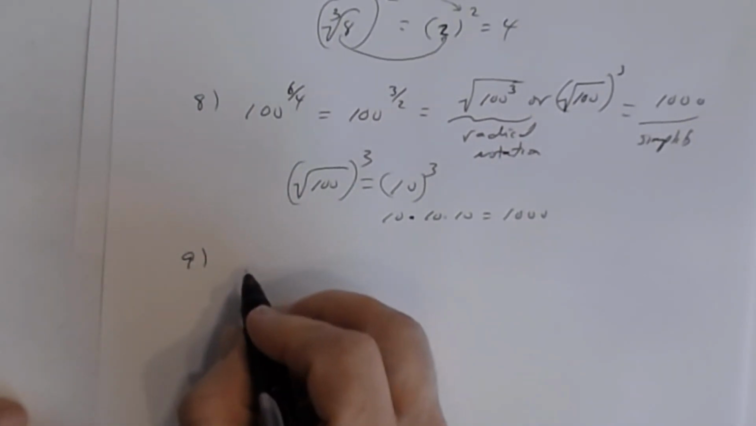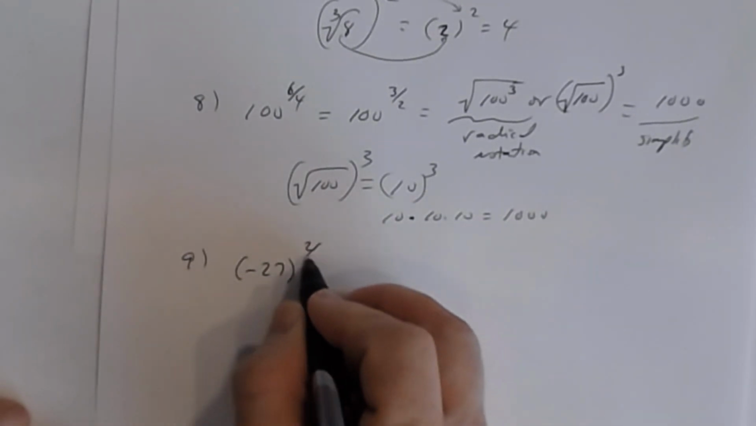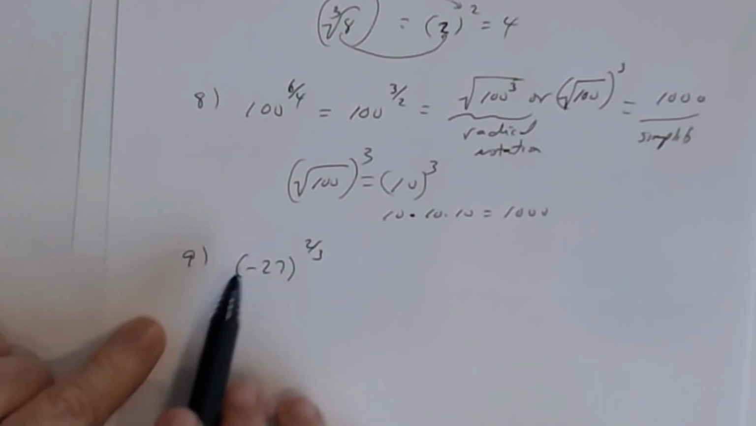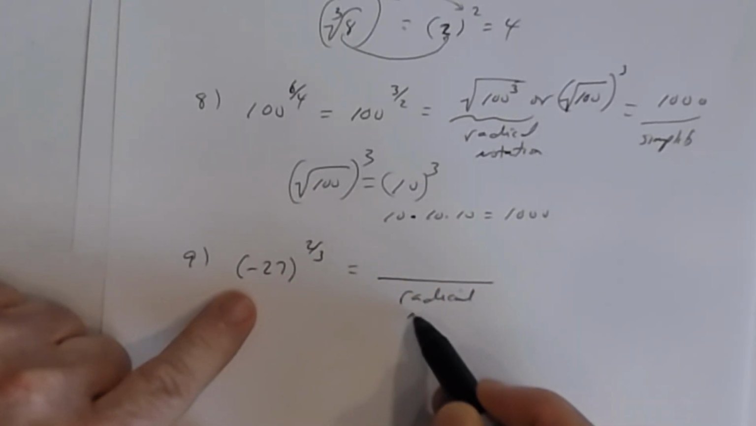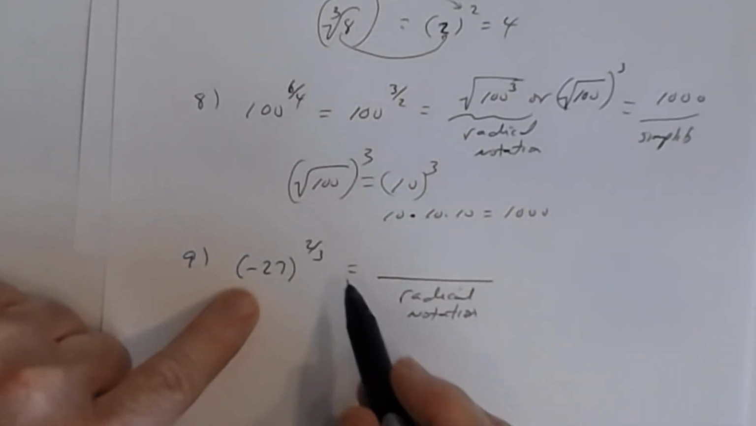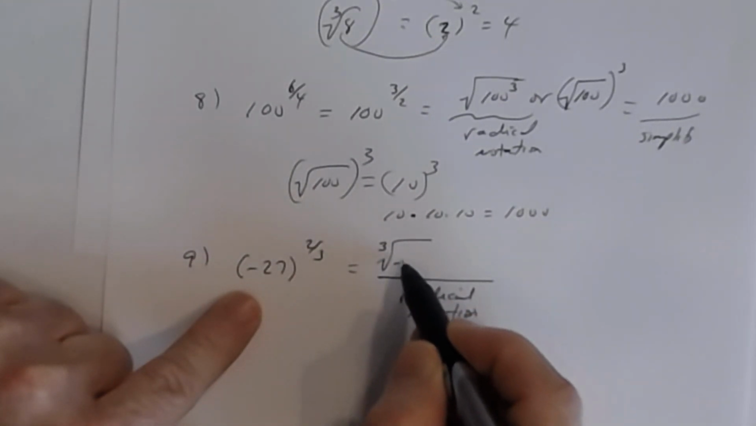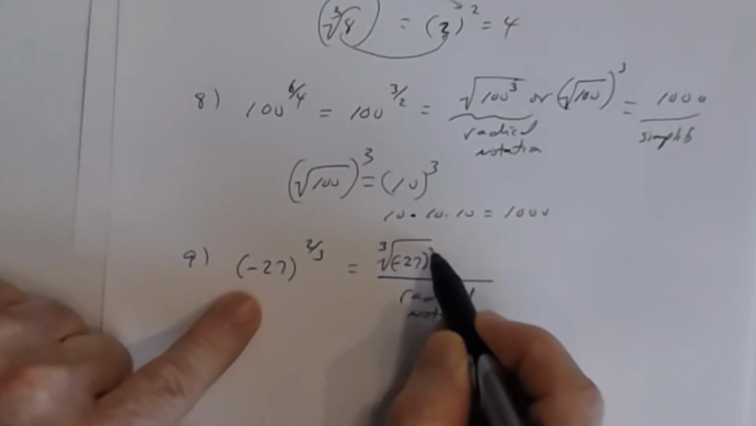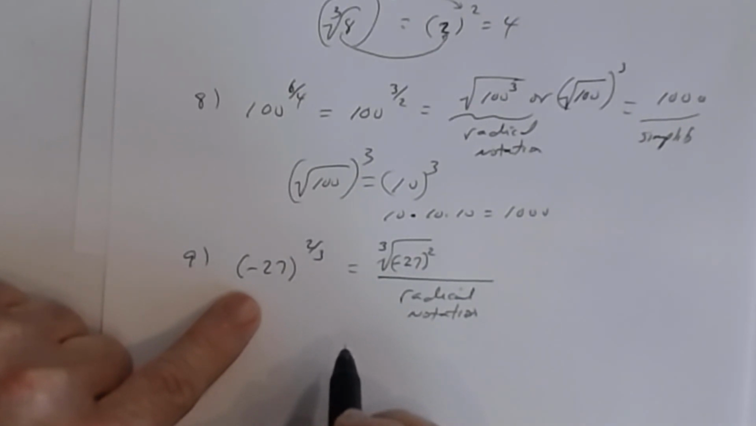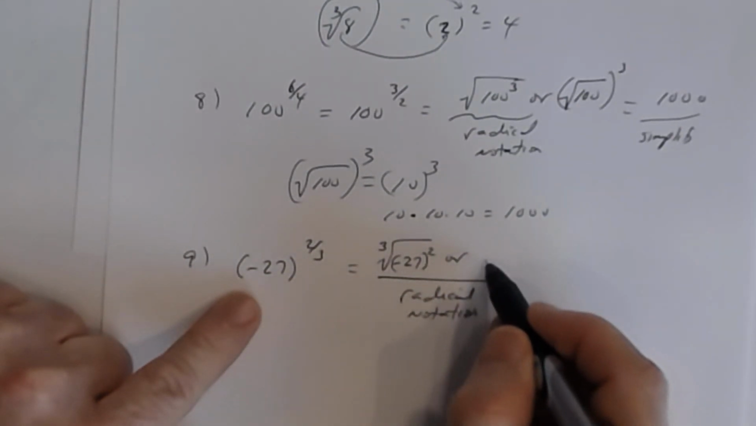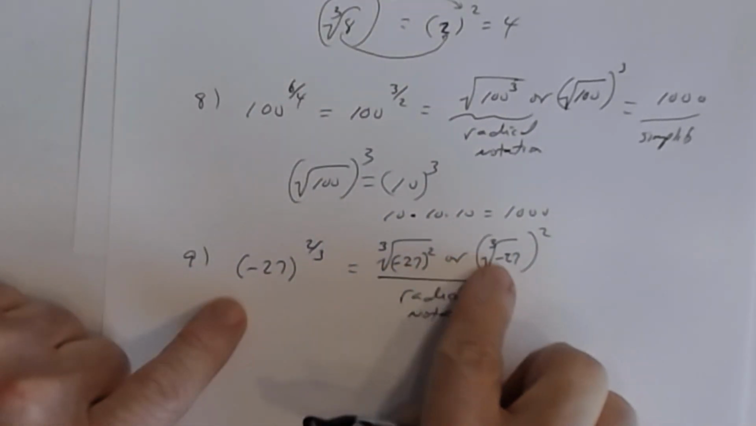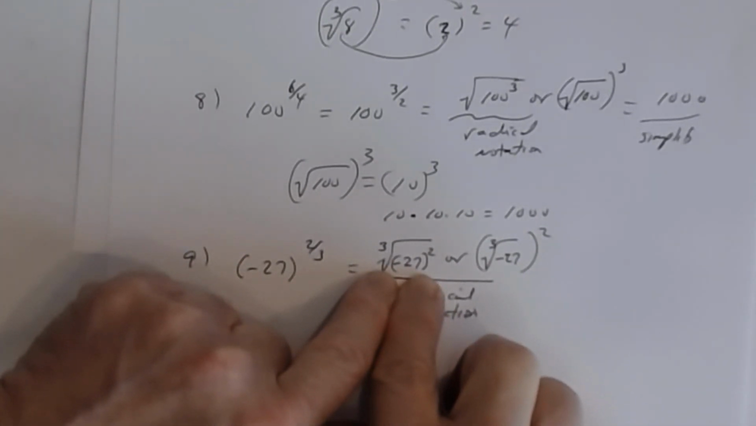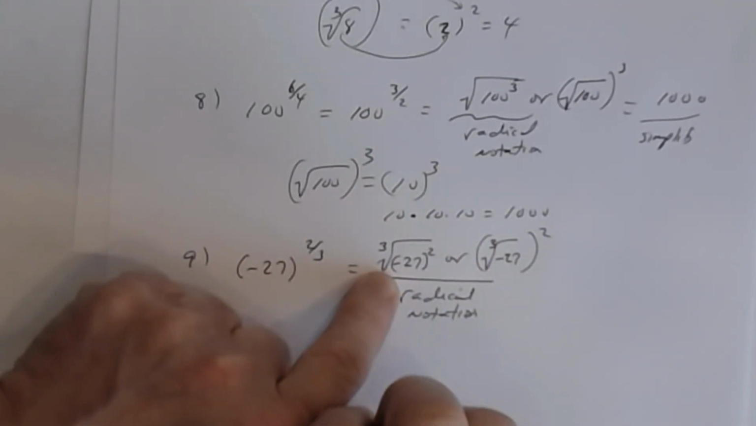Number 9, you have negative 27 raised to the 2/3. All right, now notice negative 27 is in parentheses. So when you write this as a radical, in radical notation, you're going to say the cube root of negative 27 squared like this. So put negative 27 in parentheses. It has to be in parentheses. That's important. Or you can write it like this: the cube root of negative 27 raised to the second power. Now that does not have to be in parentheses, the negative 27. Negative 27 has to be in parentheses here. It does not have to be in parentheses here.